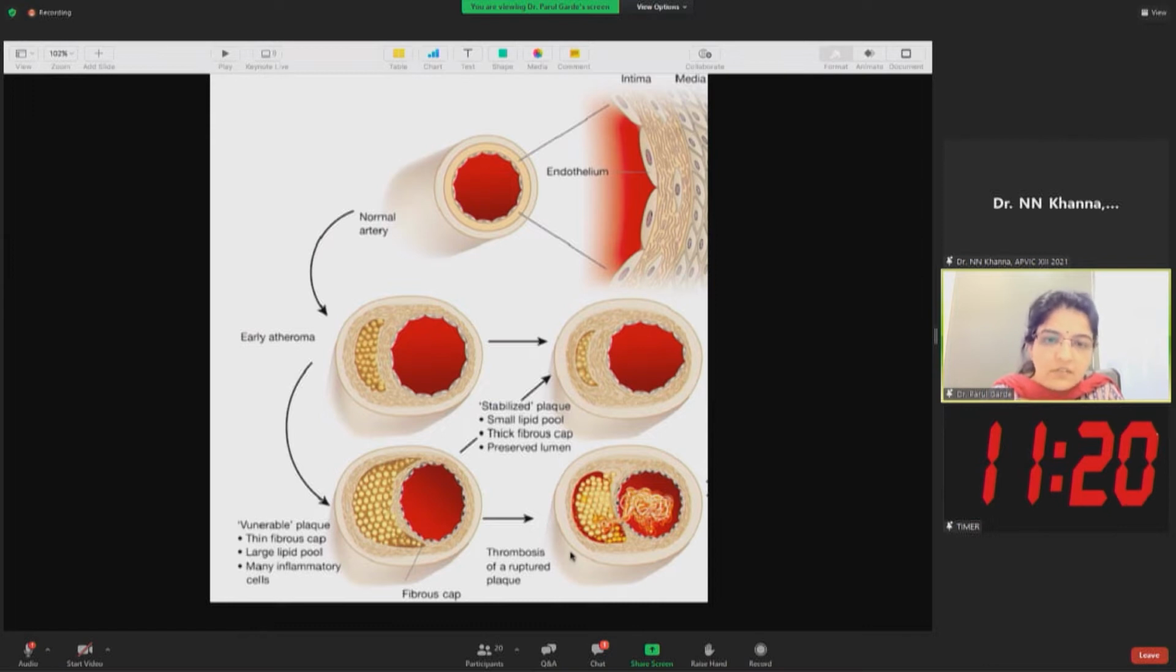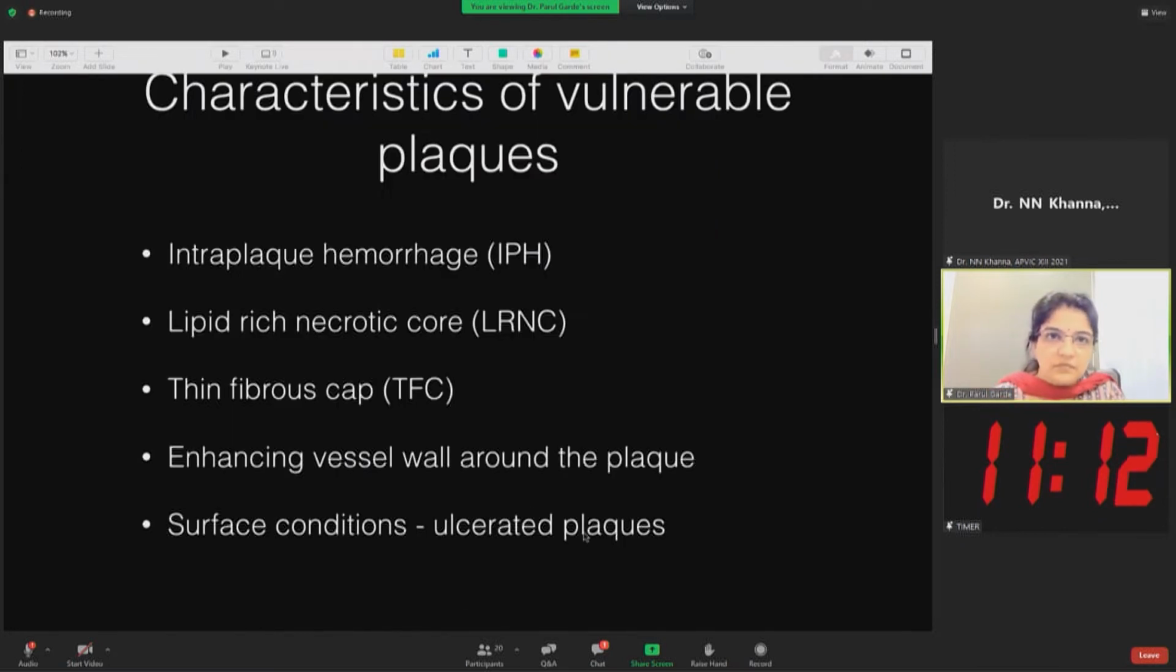If it remains uncontrolled, there can be rupture of the thin fibrous cap, which can lead to an embolic phenomenon. So, having said this, this is what we look at when we are looking at vulnerable plaques. We look for the presence of intraplaque hemorrhage, lipid-rich necrotic core, thin fibrous cap, enhancing vessel wall around the plaque, and surface conditions of the plaque, whether or not we are able to see ulcerations over the plaque.